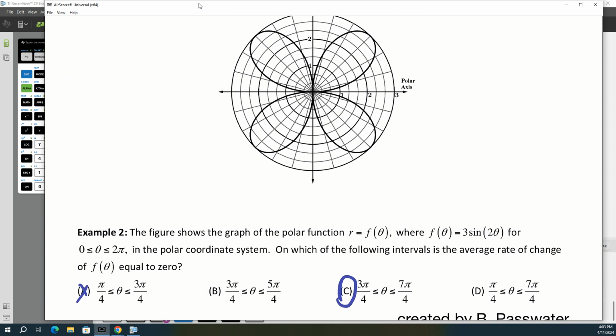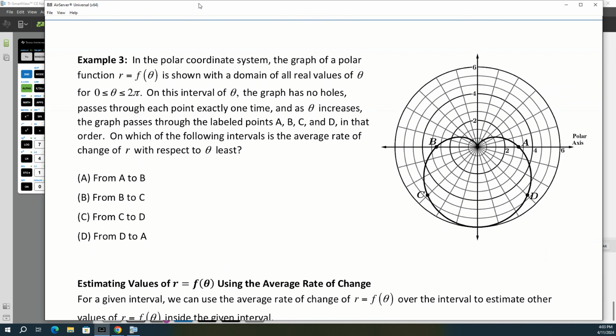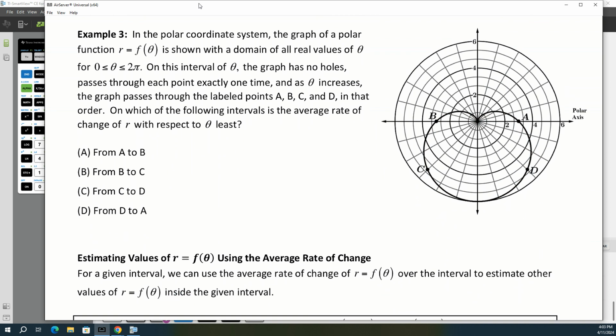If we were using the graph to find the rate of change, this one we don't have to worry about negative r's. It's going through here at each one of those angles as you go around. The r value is where the point is. So that has to happen for us to really use the graph to get the answer. Okay. On which of the following intervals is the average rate of change of r with respect to theta the least? Okay. And so let's think about from A to B.